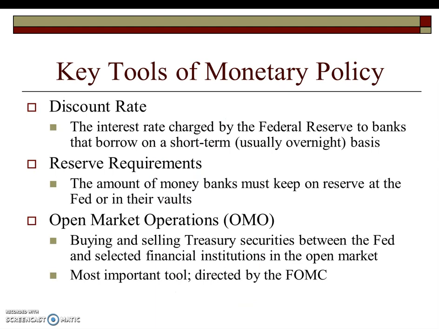So there are 3 main tools of monetary policy and of the Federal Reserve. The first one is the discount rate. This is the interest rate charged by the Federal Reserve to banks that borrow on a short-term basis, usually on an overnight basis. They borrow it today and pay it back tomorrow. And when we say interest rate here, what we mean is that banks borrowing this money have to pay a fee, the interest rate, to borrow that money.